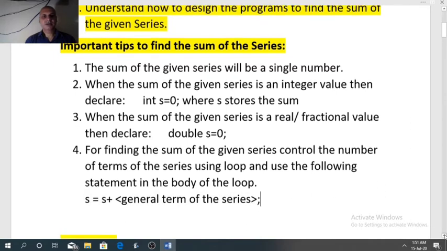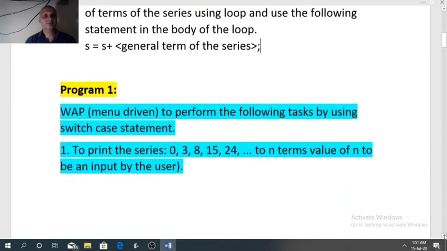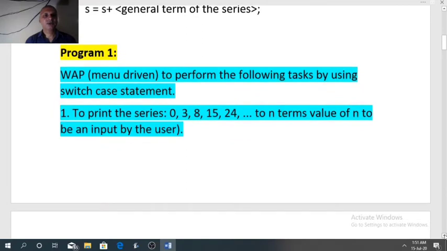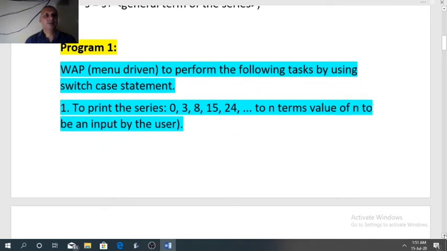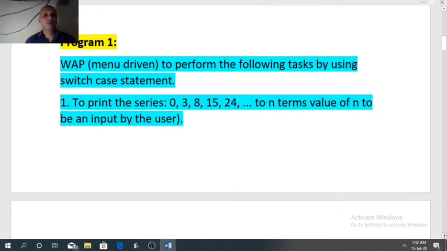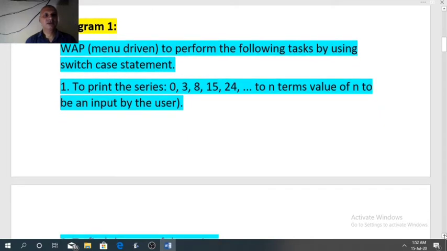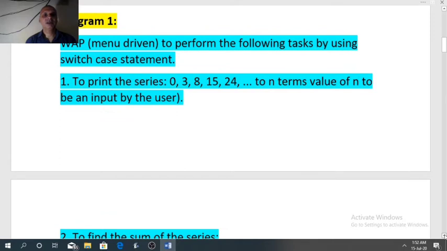So now we will discuss the programs. First program, write a menu driven program to perform the following task by using switch case statement. Here we need to perform two tasks. First task is to print the series 0, 3, 8, 15 and 24 to n terms, value of n to be taken from the user as input.